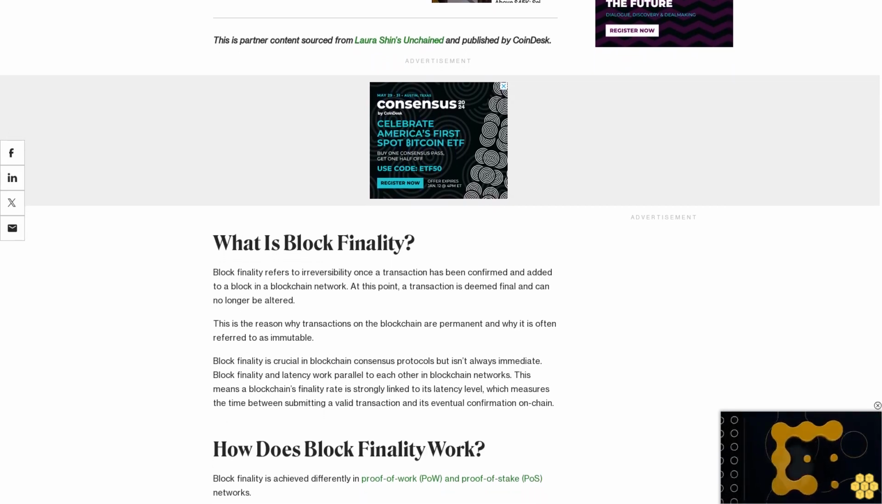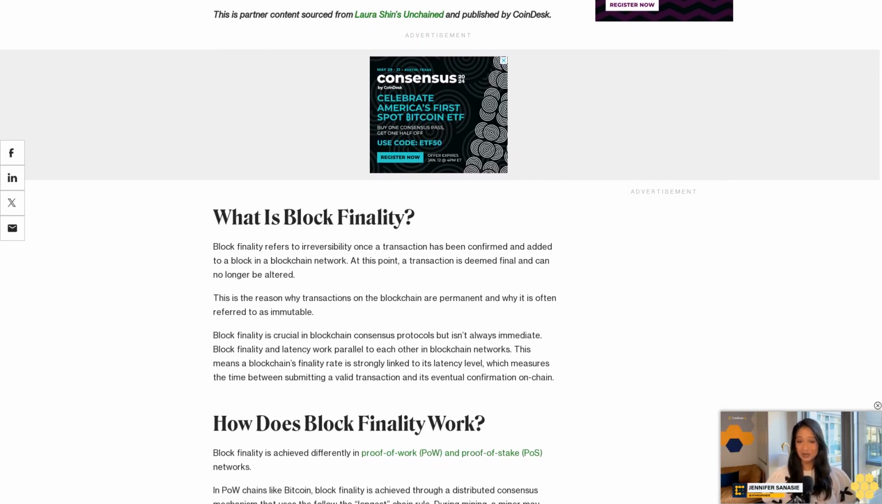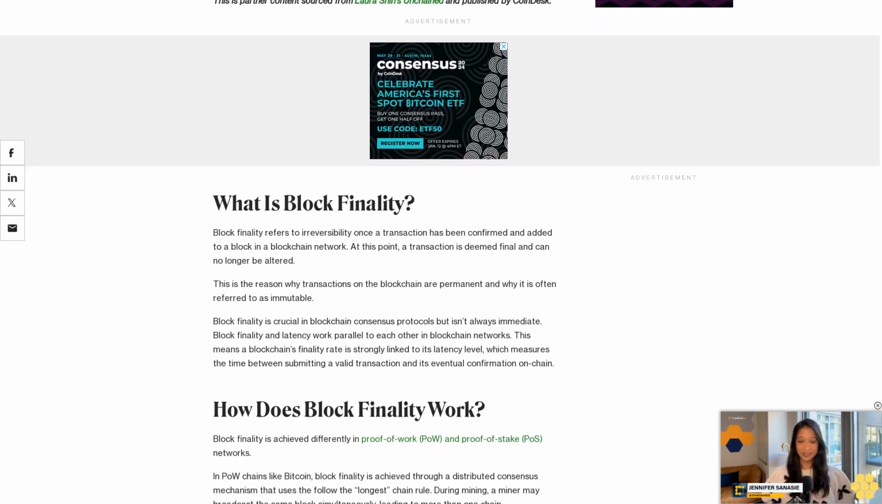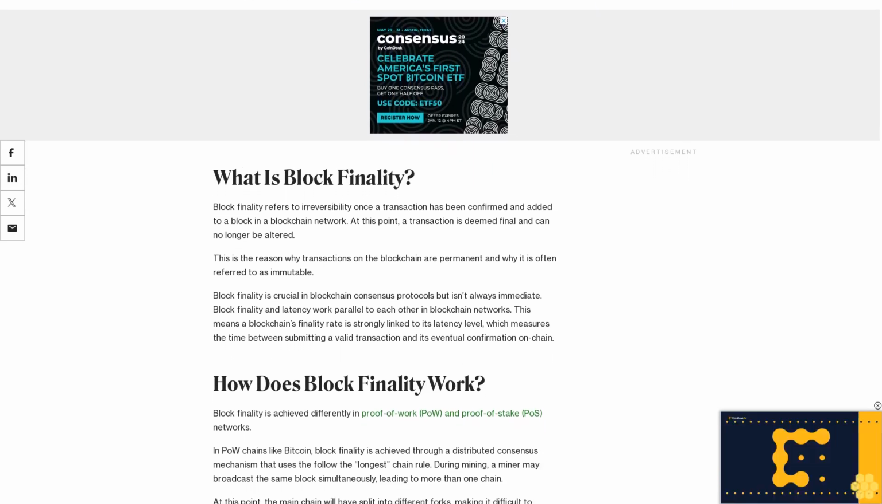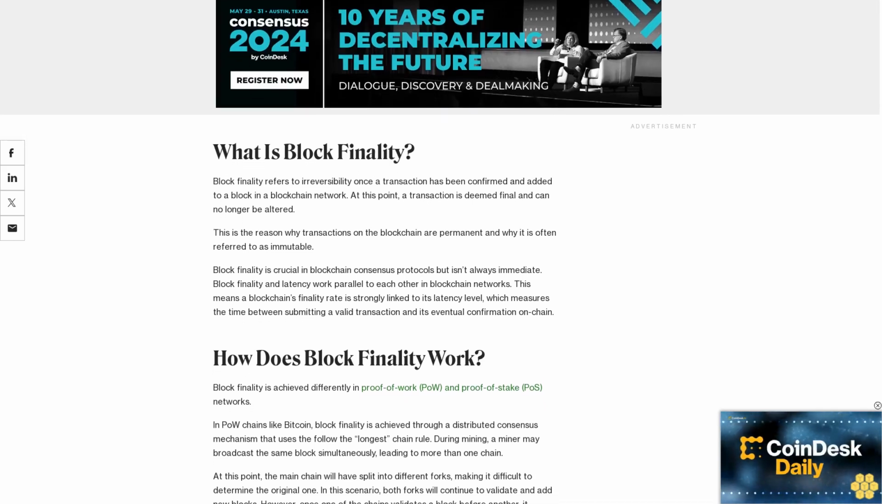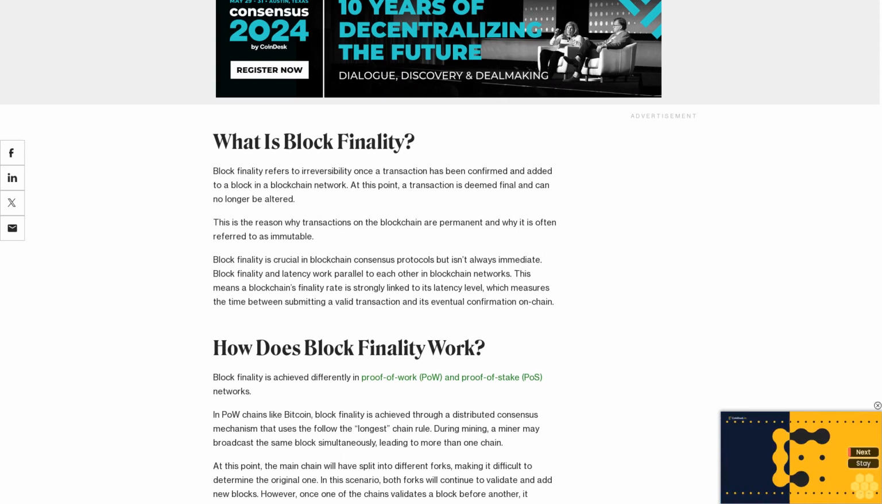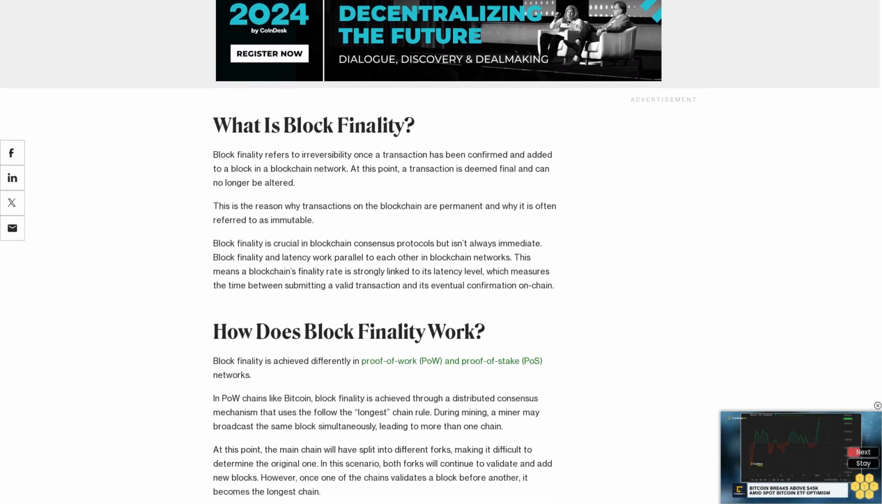However, once one of the chains validates a block before another, it becomes the longest chain. The longest chain is then accepted as having the most valid blocks attached, while transactions mined on the shorter chains are discounted. However, transactions in the rejected chain are probably included in other blocks on the longer chain, achieving block finality. Block finality in proof-of-stake (POS) chains differs from one POS implementation to another.